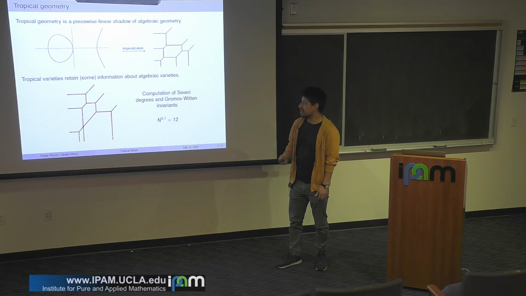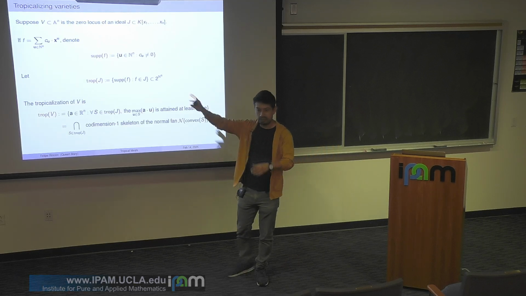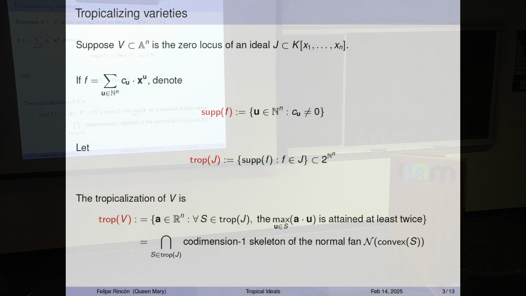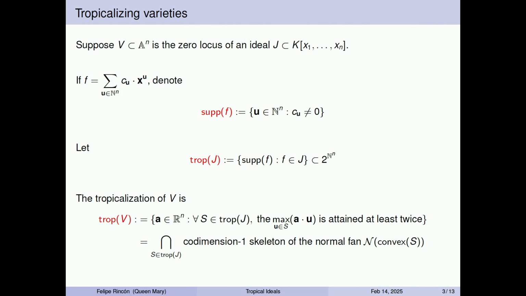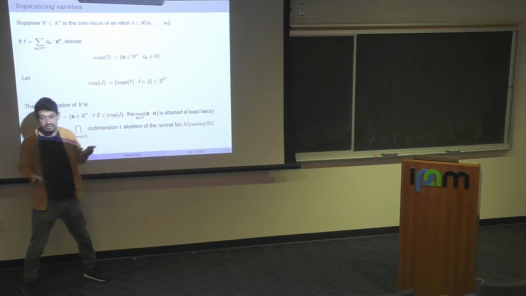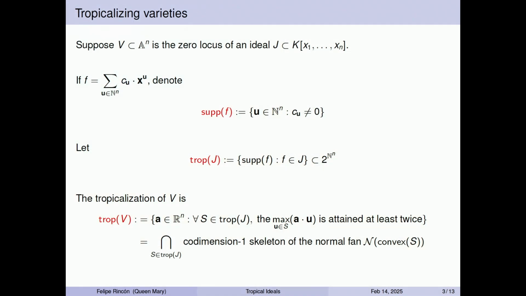All right. But let me talk a bit more about what this process is that turns an algebraic variety into a tropical variety. Let's say you have an affine variety V in n-dimensional space, which is the zero locus of an ideal J. So J is an ideal of polynomials that describes what your variety is. And when you have a polynomial F, which I'm going to denote with this multi-index notation, one monomial for every lattice point, and the coefficient of that monomial is c_u, I'm going to denote the support of the polynomial to be the collection of lattice points, the collection of monomials where the coefficient is not 0. So that's the support of one single polynomial.